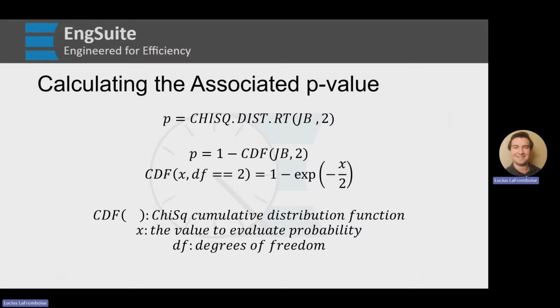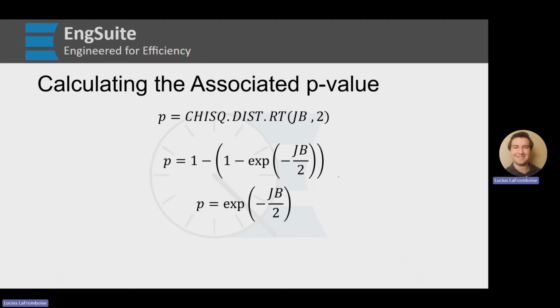So again, CDF is our cumulative distribution function for the chi-squared distribution. X is the value we're going to evaluate the probability of, and df is our degrees of freedom. So if we plug in that CDF into our Jarque-Bera p-value equation, we see that p equals 1 minus, in parentheses, 1 minus exp of minus jb over 2.